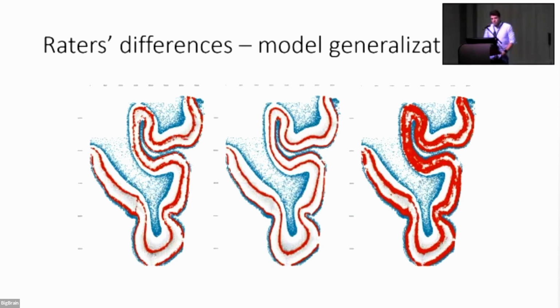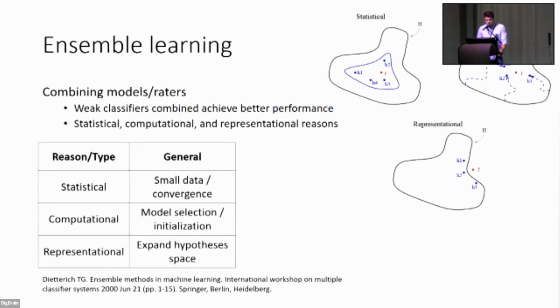So it's also interesting to see how the model is able to replicate the humans, right? So in ensemble learning, weak classifiers are combined to achieve better performance. And there are 3 main reasons for that.